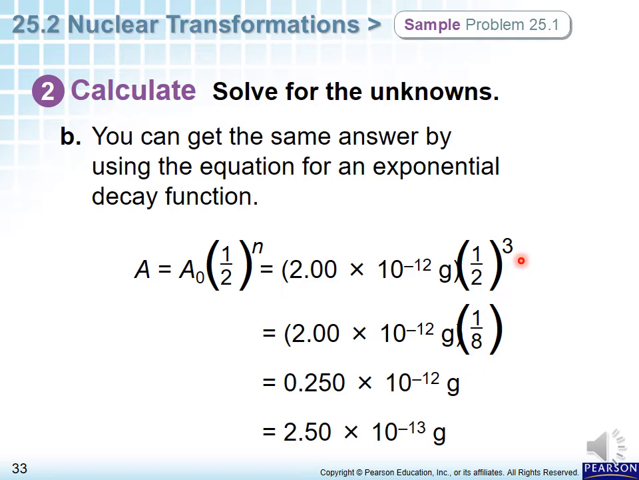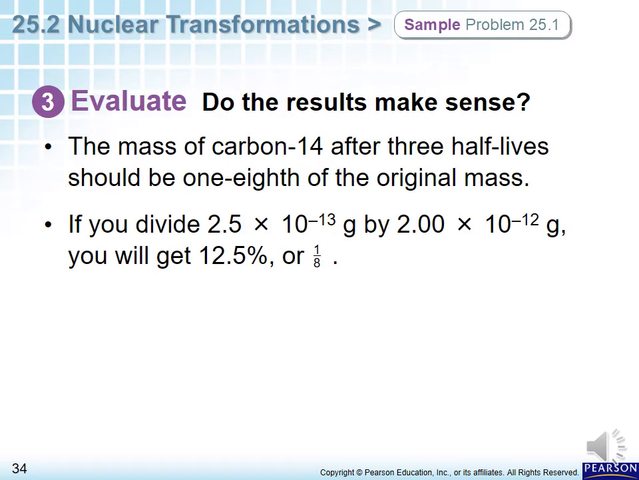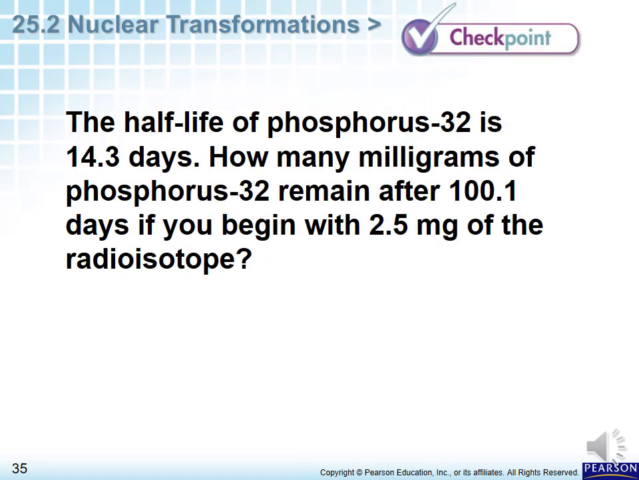So how will you get it? 1/2 to the power 3 gives you 1/8. Calculate, and it gives you the same value that we calculated. Okay, this is the result. Makes sense? Yes. The mass of carbon 12 after the 3 half-lives should be 1/8 of the original mass. So if you divide the 2.5 times 10 power negative 13 grams by 2.00 times 10 power negative 12 grams, you will get 12.5%, or 1/8.